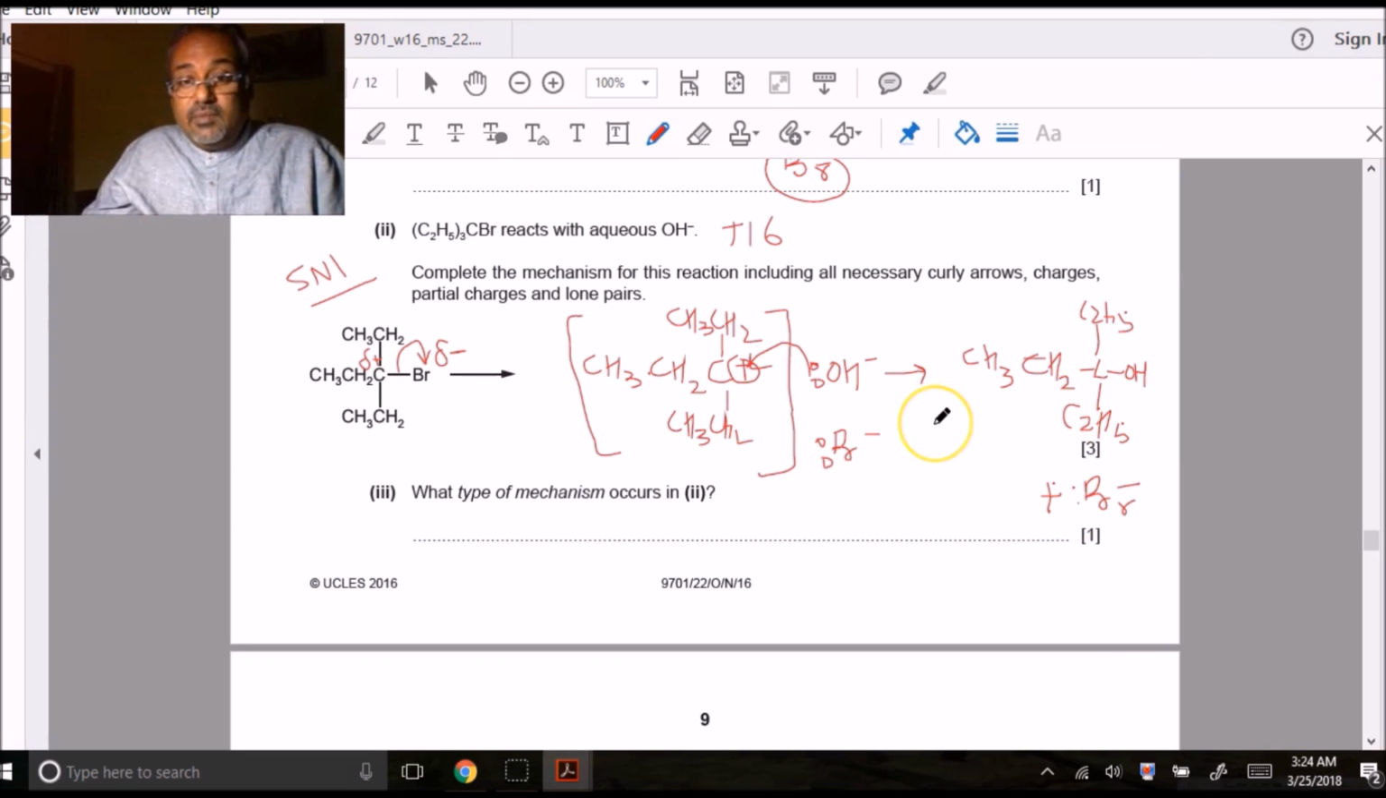That's basically the SN1 mechanism. Because this question is what type of reaction mechanism, that's why SN1. The reason we call it SN1 is because in the rate-determining step, you see there's only one reactant, and that's the one which controls the rate of reaction as well.